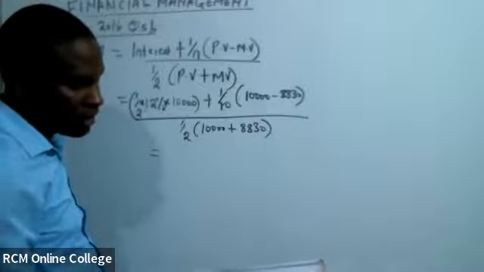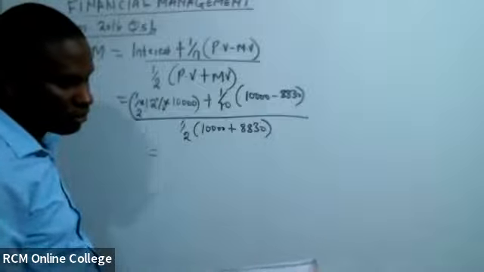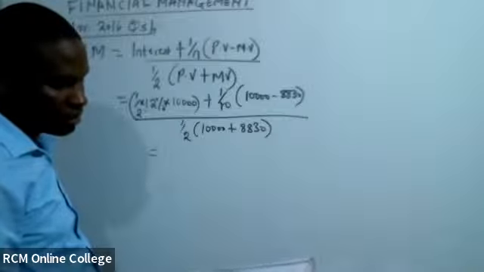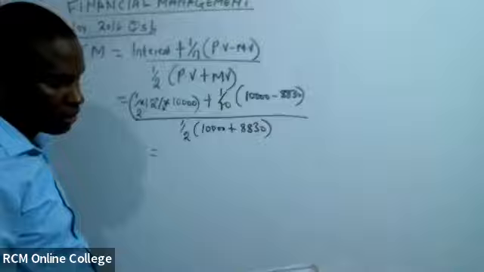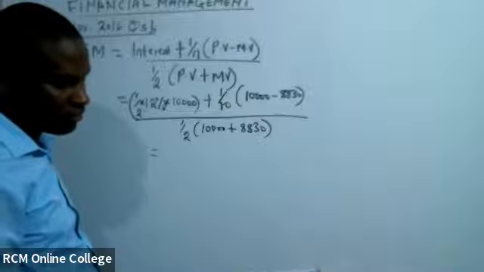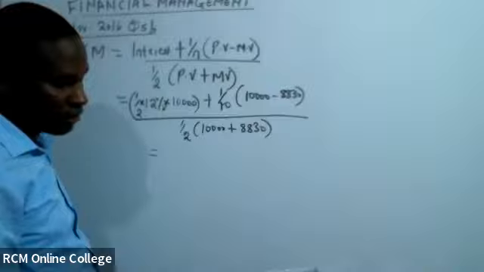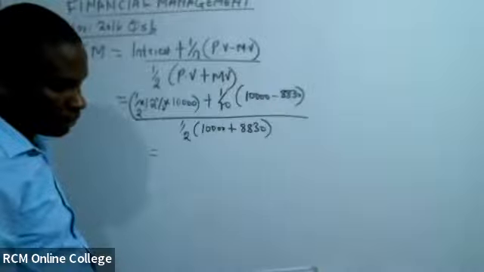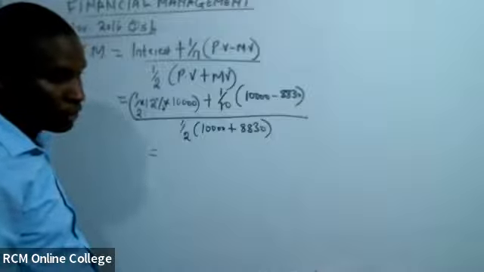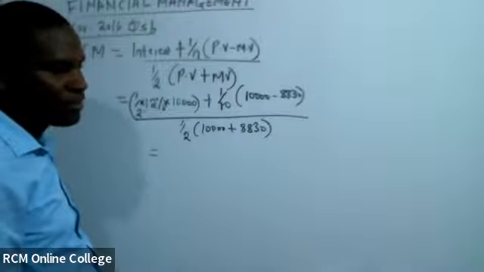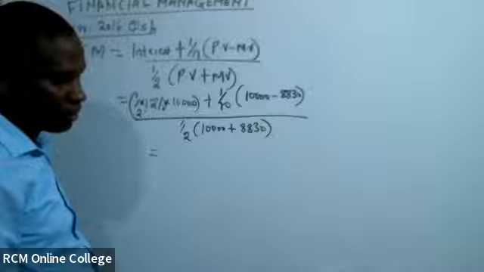Soma swali tena. Kaoyen Limited has issued a 10,000 par value 10-year bond with a coupon rate of 12% per annum. The bond is currently trading at 830 shillings and is callable at 10,500 after five years. The interest is earned semi-annually. We're going to compute the yield to maturity. Are we looking at the intrinsic value here?